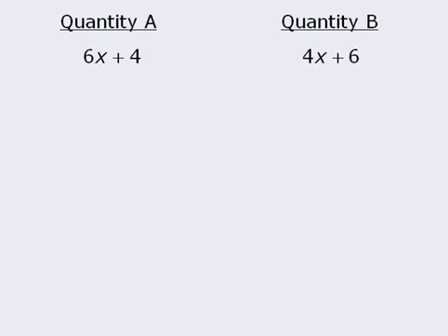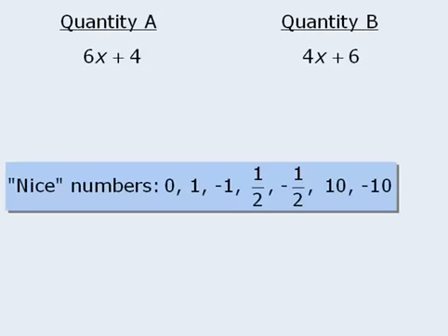Now when we plug in values for a variable, we want to use a nice cross-section of numbers. And we want to use numbers that make it easy to evaluate each quantity. A nice set of numbers to choose from are 0, 1, negative 1, 1/2, negative 1/2, 10, and negative 10, since they represent a nice cross-section of all numbers.